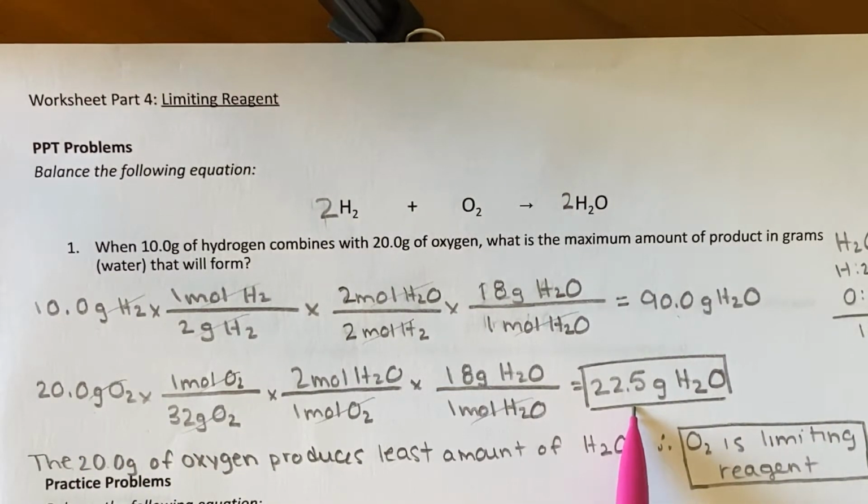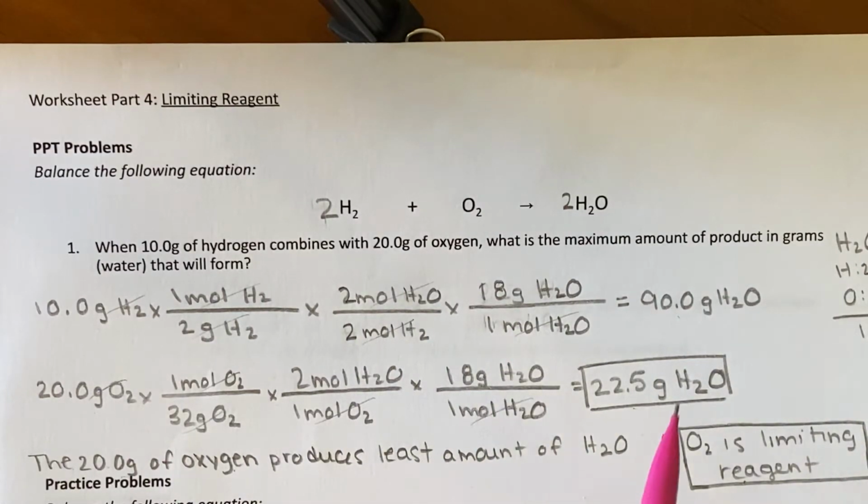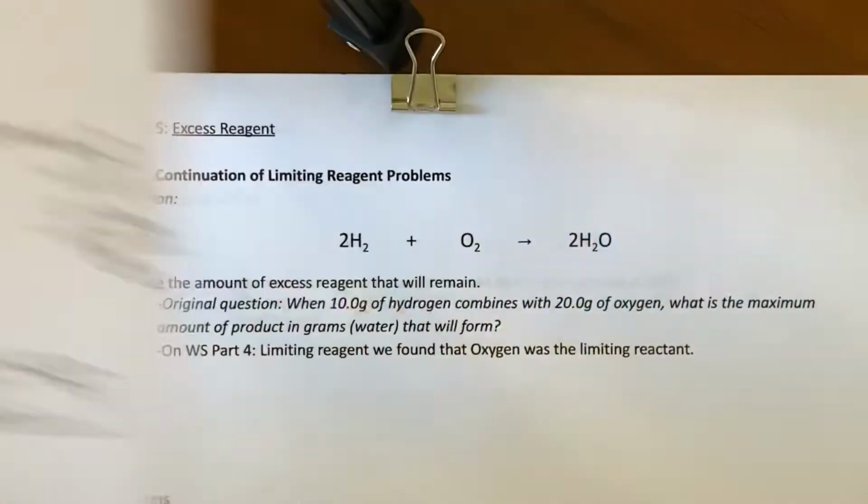So what we noticed was that oxygen, the 20 grams of oxygen, produces the least amount of H2O, which was that 22.5 grams of water. So oxygen was our limiting reactant. We're going to do a continuation of this problem on the next page, which is worksheet 5.